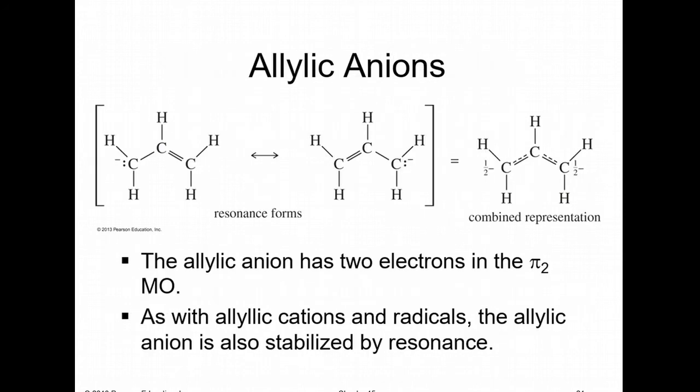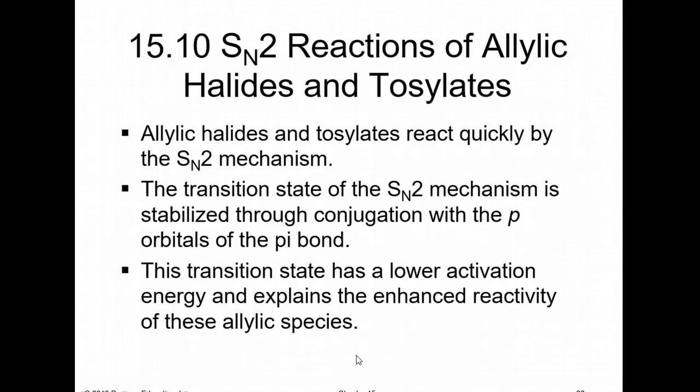Okay? Allylic anions, same type of thing. They're just going through each individual thing. The allylic anion has 2 electrons in the pi molecular orbital. Don't worry about the pi 2, but MO stands for molecular orbital. So you actually have a molecular orbital here. It's not a p orbital. It's a molecular orbital, meaning it's a hybridized orbital that resonates, same type of thing. As with the allylic cations and radicals, the allylic anion is also stabilized by resonance. Okay, nothing too fancy.